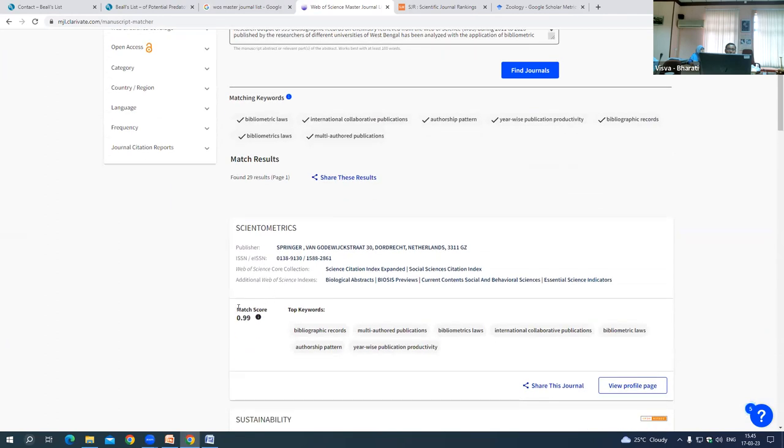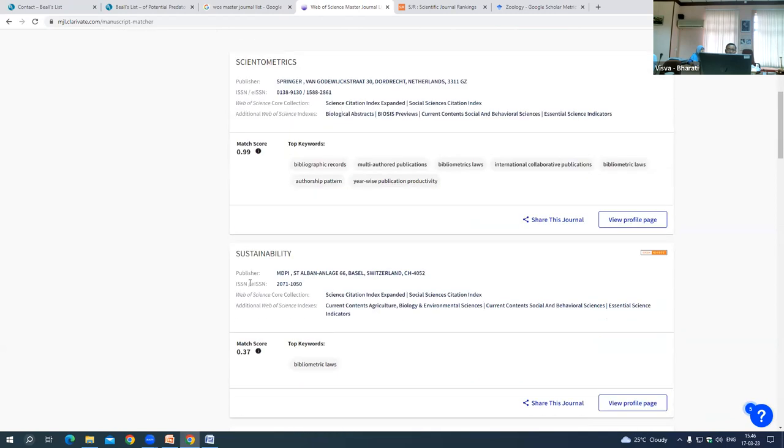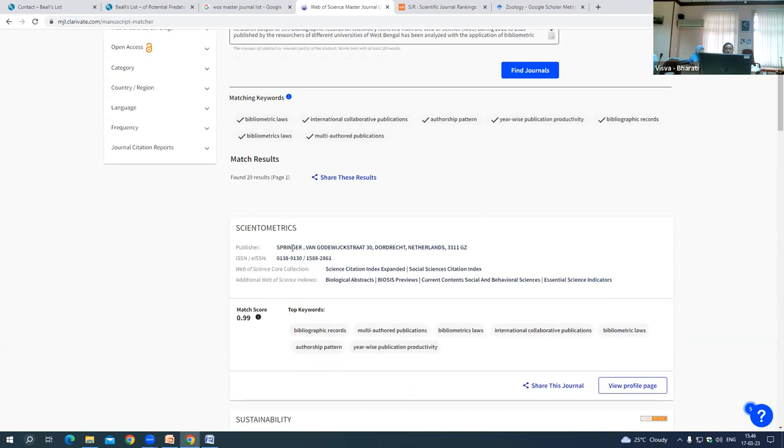You see, so many journals are listed here, and they are also giving the matching score on the left side. You see, 99% match with this journal, Scientometrics. As my paper is a bibliometrics-related paper, they give the first matching journal, Scientometrics. This journal deals with bibliometric or scientometric papers. So this is the 99% match, and in all the other cases, 34%, 37%, 25%, it is very poor matching. So we can find this journal for my publication.